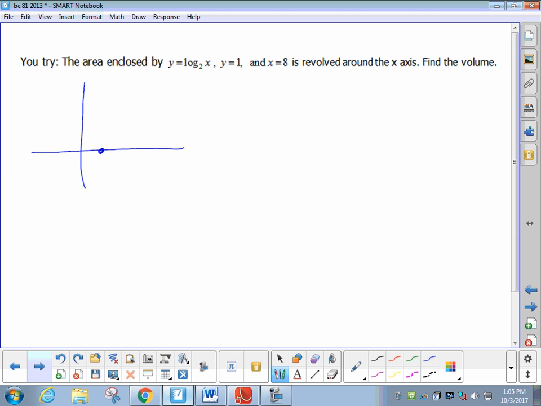0, 1 or 1, 0? 1, 0. What else? 2, 1. What else? Come on, more. 4, 2. There's another one we need. 8, 3. Okay? And obviously it has a vertical asymptote at the y-axis. Okay, that's the curve. Check.